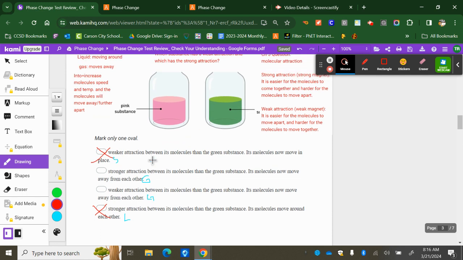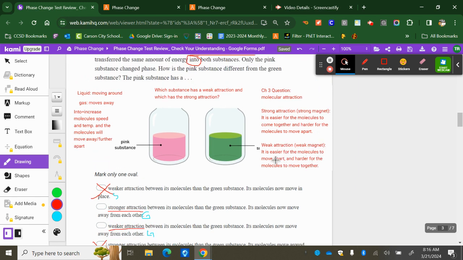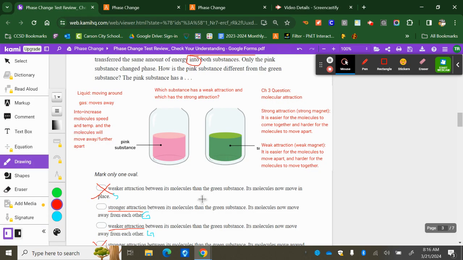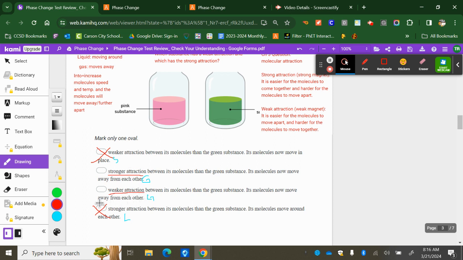And so now we want to determine stronger attraction or weaker attraction. Well, we already know if I have a weak attraction, it's easier for the molecules to move apart. And we saw that in the sim. So if I want the molecules to move apart, move away from each other, then I'm definitely going to want to have that weaker attraction.